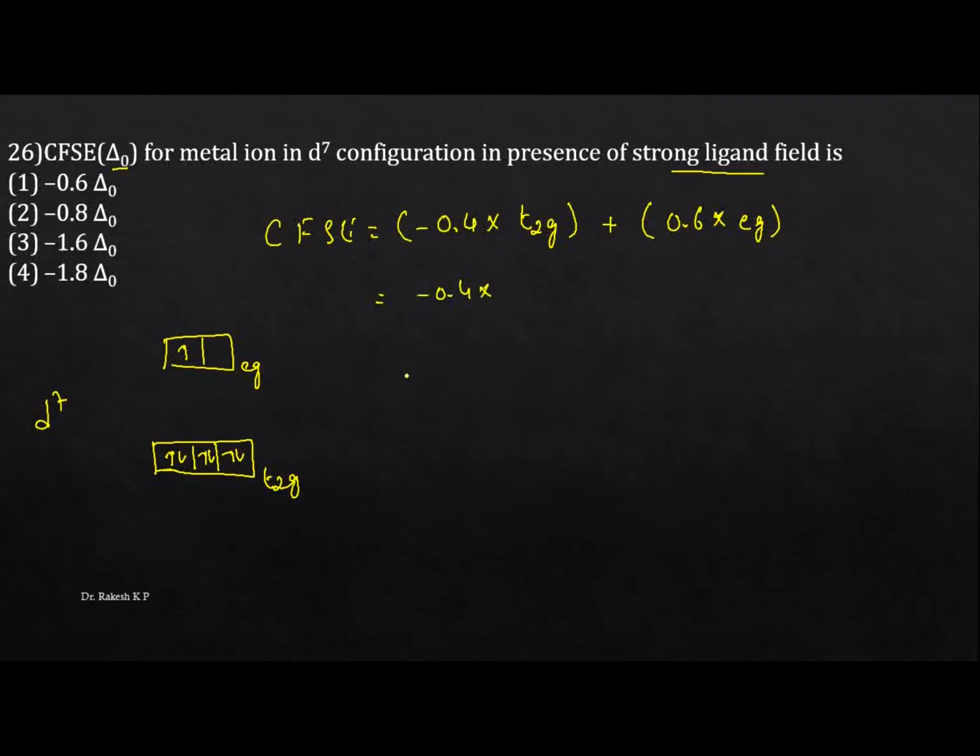The number of electrons in the T2G is 6, so plus, and the next thing is the number of electrons in the EG, which is 1. Now this becomes minus 2.4 plus 0.6, and that value becomes minus 1.8. So this is the particular value. Hence in this case the option is the fourth one. Okay, so next one.